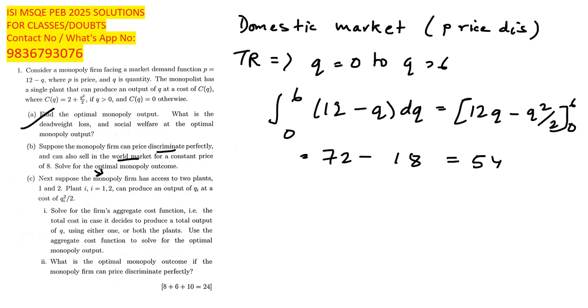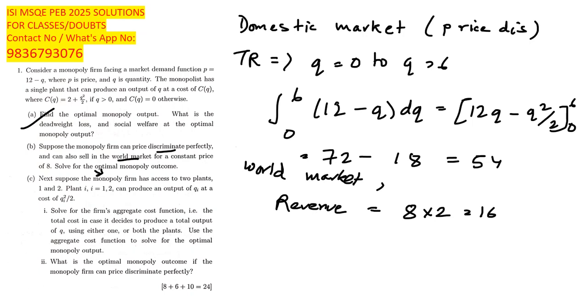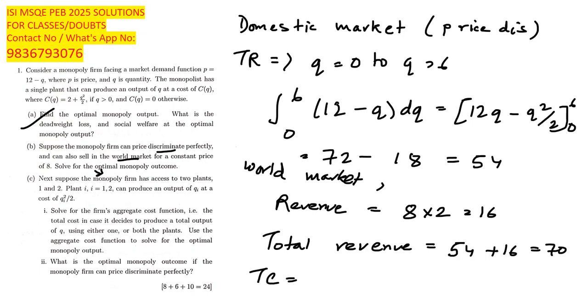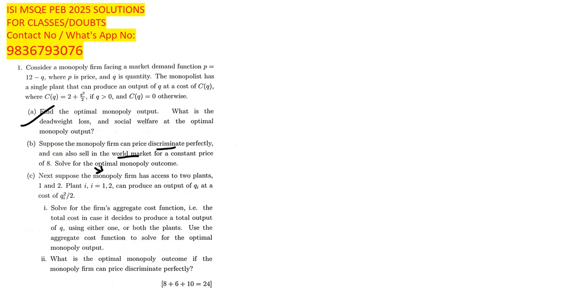Now the world market, similarly we will find out. The revenue is given as 8 into 2, that is 16. So total revenue will be 54 plus 16, that is 70. What will be my total cost then? C of 8, that is 2 plus 8 square by 2. So that is 2 plus 32, that is 34 total cost. So finally, my profit will be 70 minus 34, that is 36.